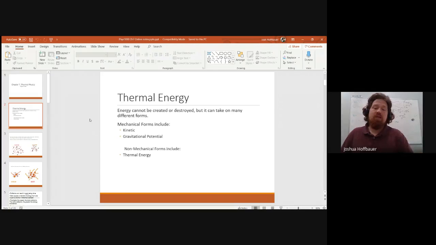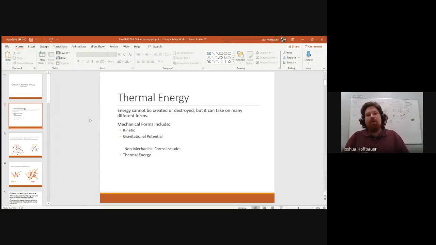That statement beneath the title of this slide, energy cannot be created or destroyed, is a very specific law of physics that we call the law of conservation of energy. You cannot create new energy and you cannot destroy old energy. Whenever you use energy up, it just goes somewhere and takes on another form. And if energy is not in an observable mechanical form, like the two that we've talked about, then odds are it has been used up and is now in a non-mechanical form, like thermal energy.